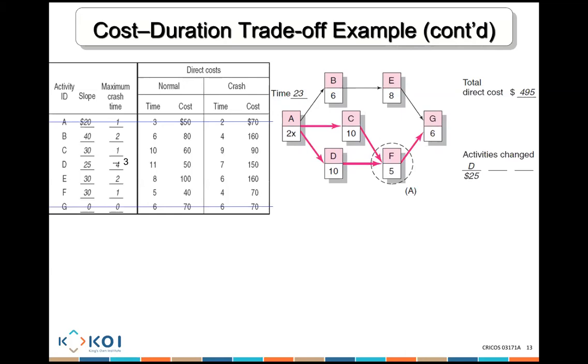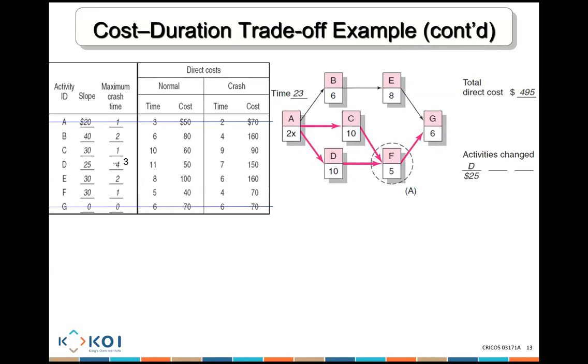C and D both. What do you think? C and D. I think we can crash D because we still have 3 maximum crash time. Okay, 6 plus 10, 16, plus 5, 21, plus 2, 23. If you crash D, this becomes 22, but this is still going to be the same amount of time. F.